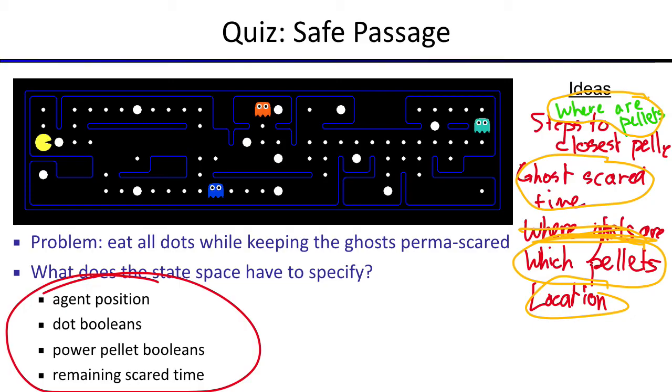Because if Pac-Man is right here, we have a successor function that says the result of moving south is that you don't move at all. So since the positions of the walls are not going to change throughout execution, that doesn't need to be a part of our state space. Just having the successor function encode that information is enough.